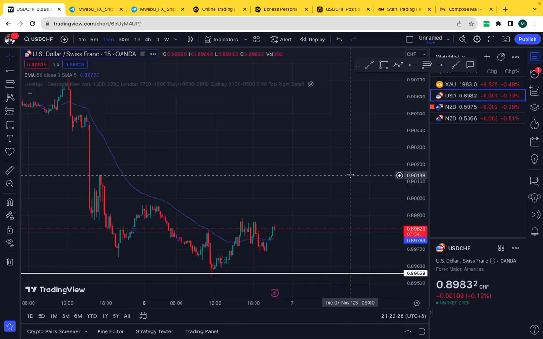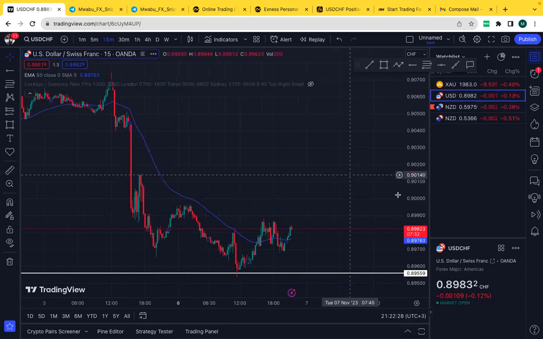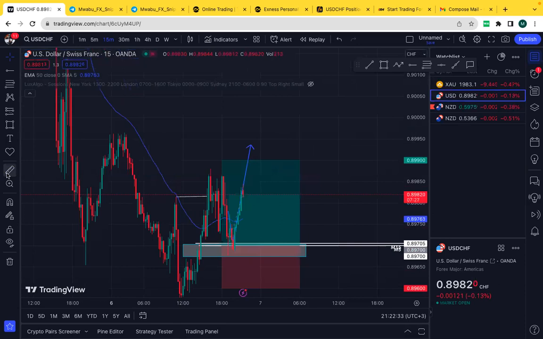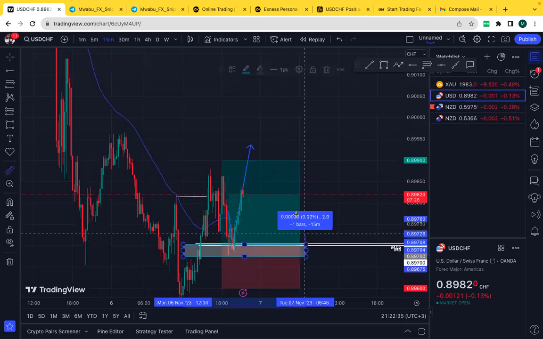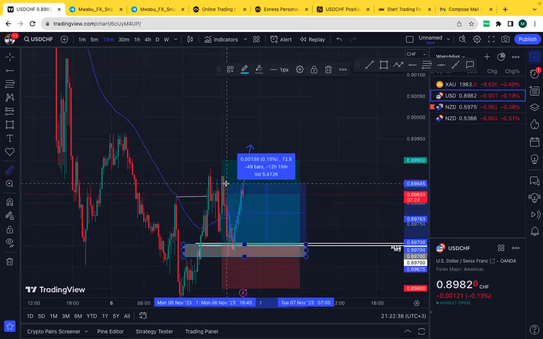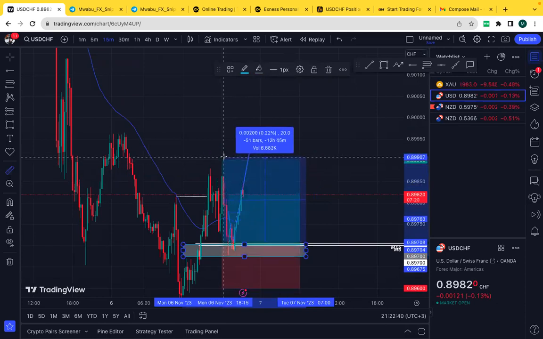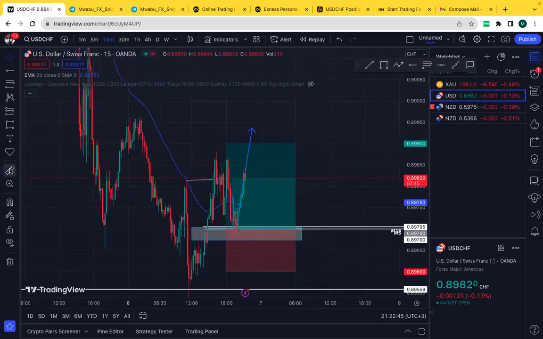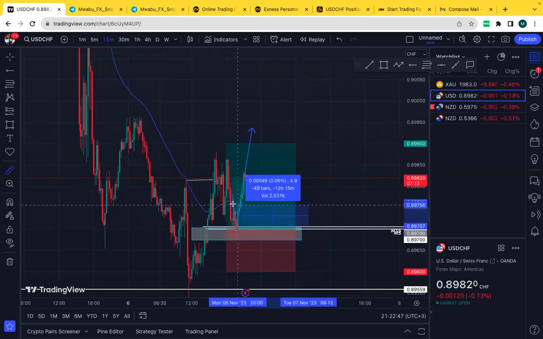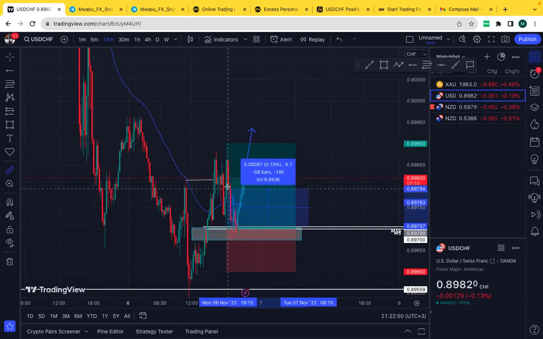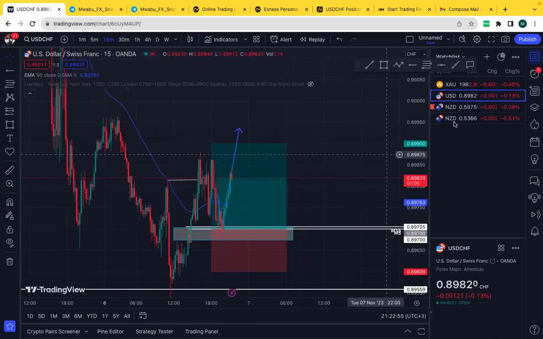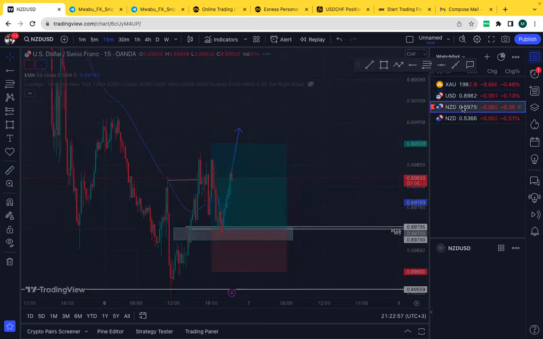USD CHF, this is the trade that I actually shared on the Telegram group. And guys, it is almost hitting take profit. You can see this was the entry. This is live right now, 13. It's almost getting into take profit. Take profit one already hit on this trade. So you can move your stop loss to break even to make sure that your trade is loss free, if you took that trade. This is the same trade I shared on the Telegram group.